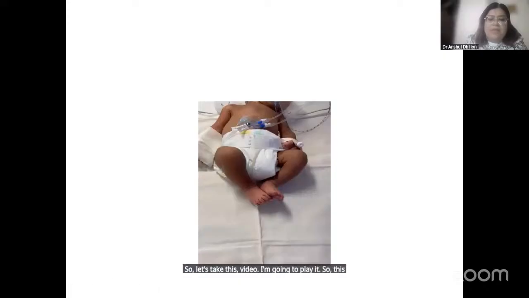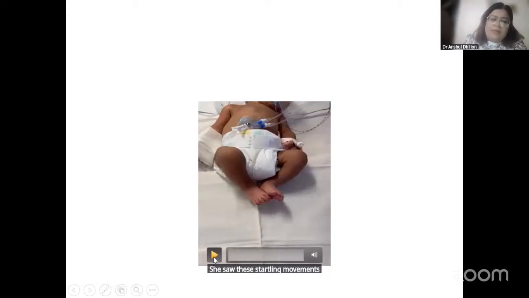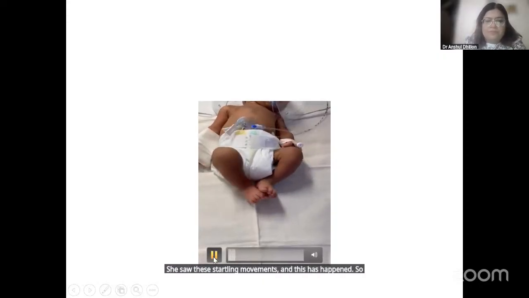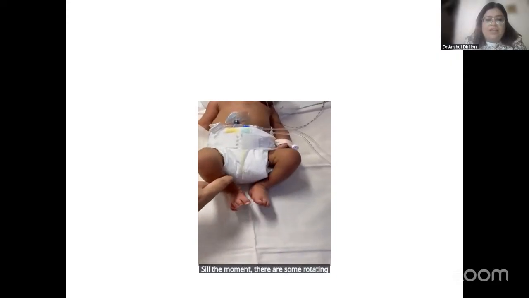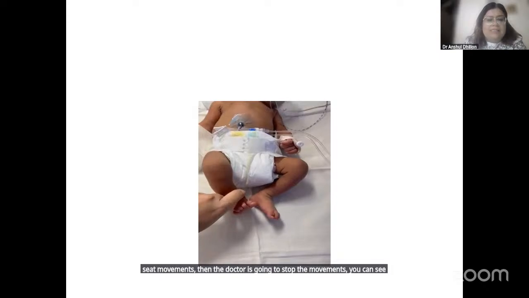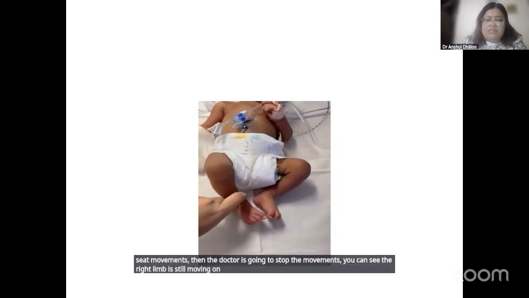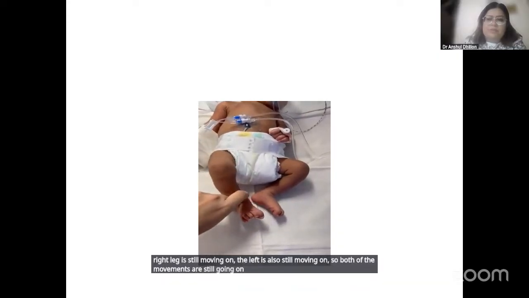So this is a baby who was born non-vigorous, with meconium-stained liquor, and required resuscitation after delivery. This movement was seen in the NICU when the doctor was on rounds. She saw these cycling movements. See the movement, there are some rotating cycling movements. When the doctor is trying to stop the movements, you can see the right limb is still moving on, the left is also still moving on. So both of the movements are still going on even when we try to stop them.